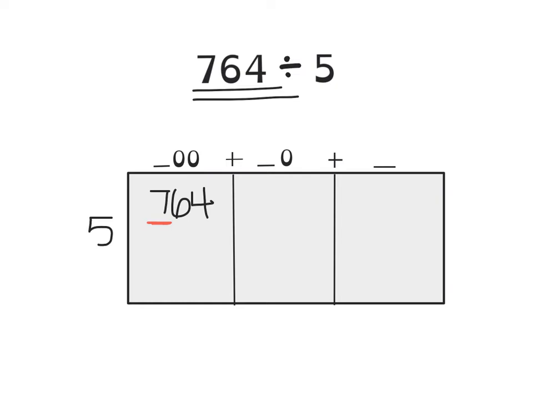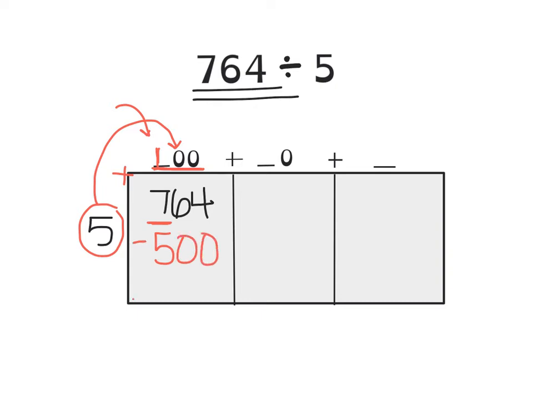Just looking at that 7, I'm going to ask how many times can 5 go into 7 without going over. If I count by 5s, I know 5, 10. 2 times would be too big, so I know that 5 can go into 7 one time. That's not a 1, that's really 100, because this is my hundreds box. Now I need to multiply or distribute the 5 to my 100. 5 times 100 is 500.